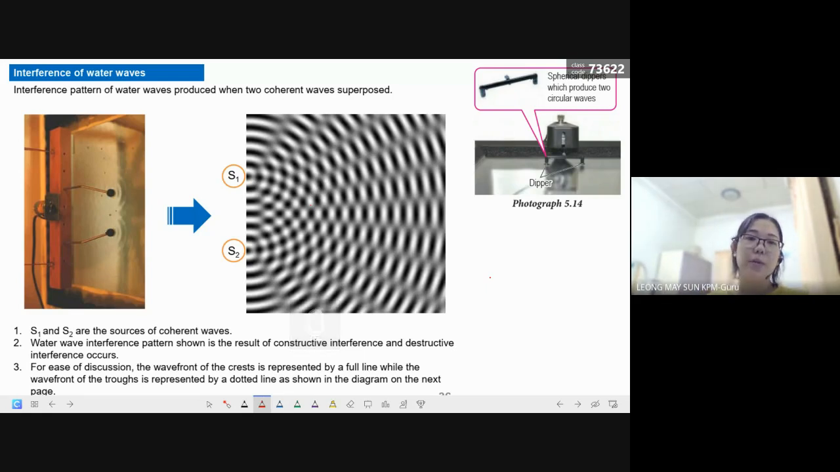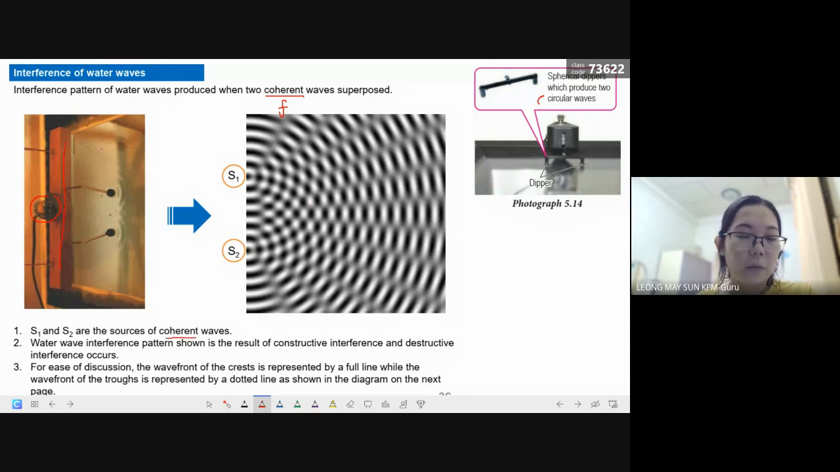Interference pattern of water waves is produced when two coherent sources of waves superimpose. Remember, coherent means that they have the same frequency and the same phase constant. You have to memorize phase constant, because they only introduce the definition for phase constant at pre-U level. Here, source 1 and source 2 are considered coherent waves, because the source comes from this motor, connected to this wood, and the two dippers are connected to the motor. So it is considered two coherent waves.